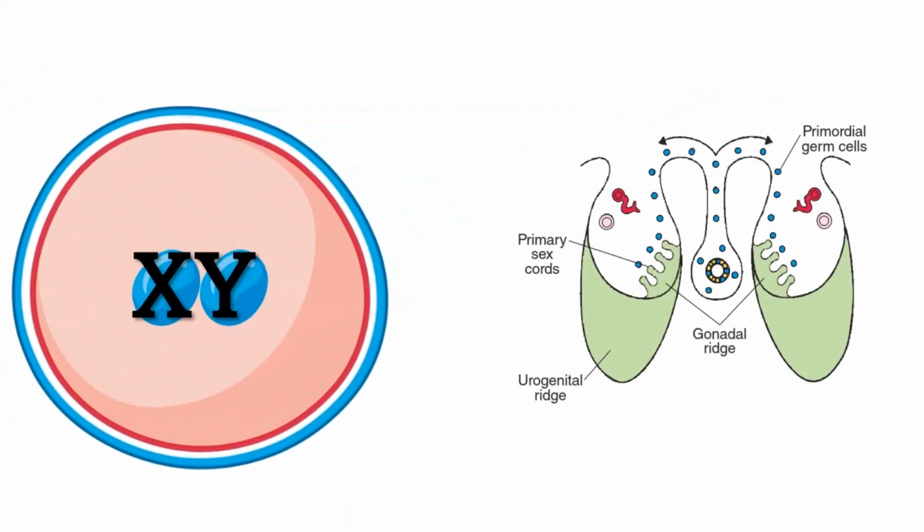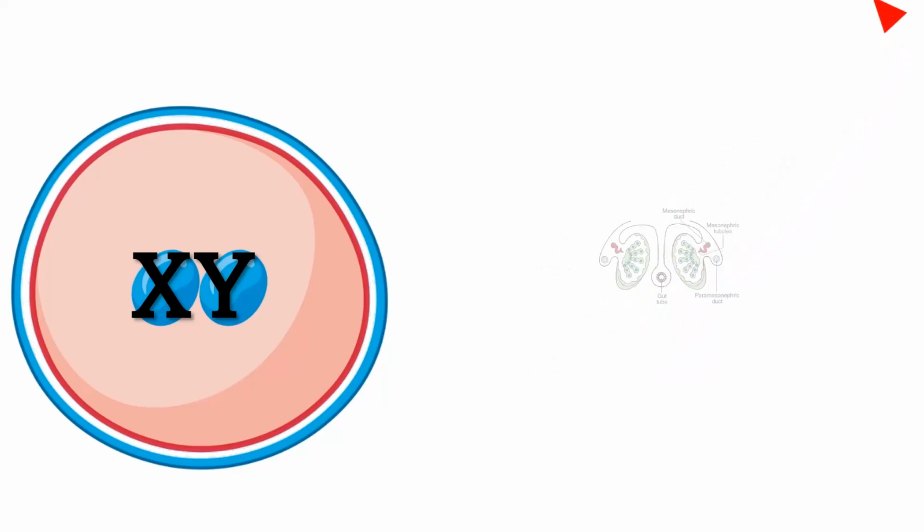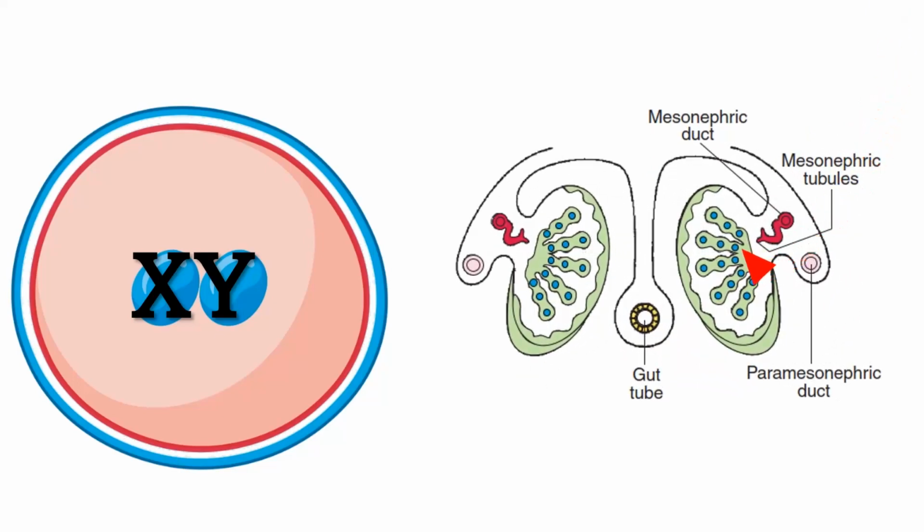Let's take a male embryo, for example. The primary sex cords develop from the gonadal ridge and incorporate primordial germ cells, which migrate into the gonad from the wall of the yolk sac. The primary sex cords extend into the medulla of the gonad, and they lose their connection with the surface epithelium as the thick tunica albuginea forms.